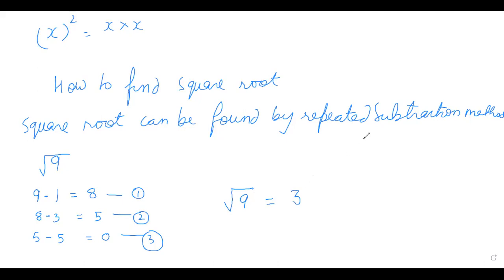Okay, so let's try to find the square root of 4. I will keep subtracting odd numbers. 4 minus 1 is 3. Then I subtract the next odd number and I get 0. In how many steps did I get 0? I got 0 in 2 steps. So the answer is 2.